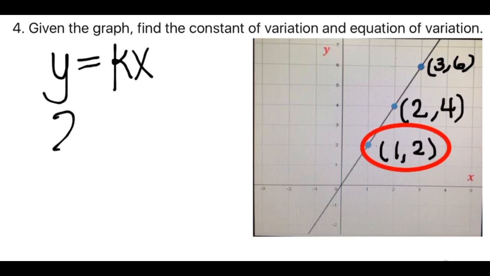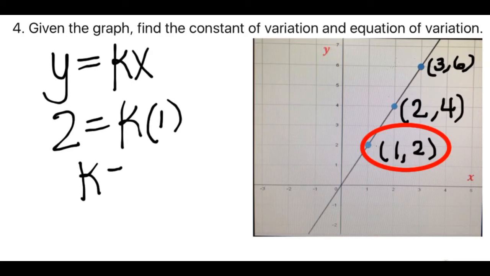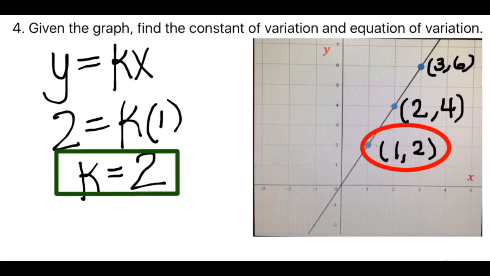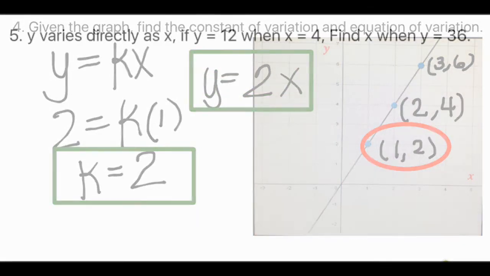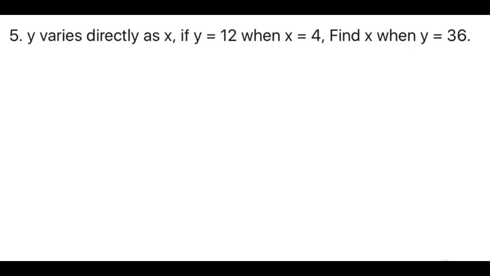So, we are going to have 2 equals k times 1. Meaning, our value of k, or our constant of variation, is 2. So, if our constant of variation is 2, our equation of variation is y equals 2x. So, that is our equation of variation.